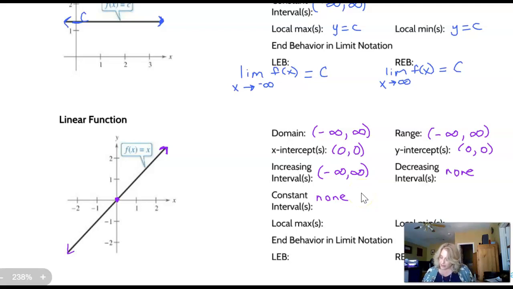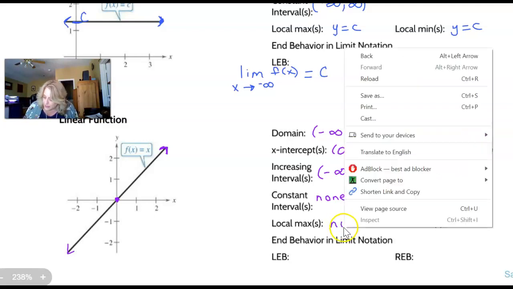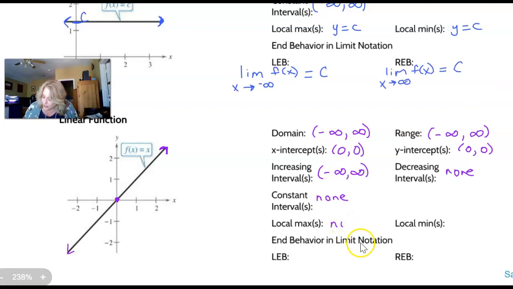And then, I'm going to move my picture because it's in the way. So then now as we look at this, we go, okay, what about local maxes and mins? Well, since it never has a highest point or a lowest point, we can say this is also none. And now we're just to left-hand and right-hand behavior.